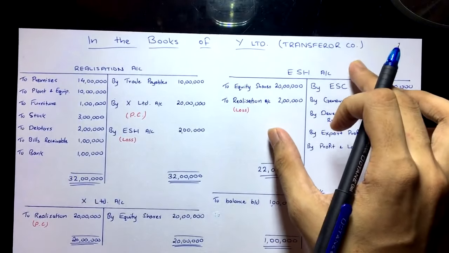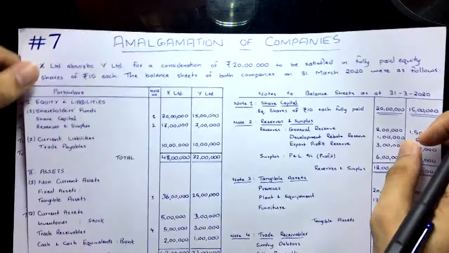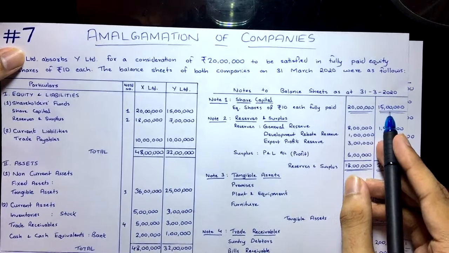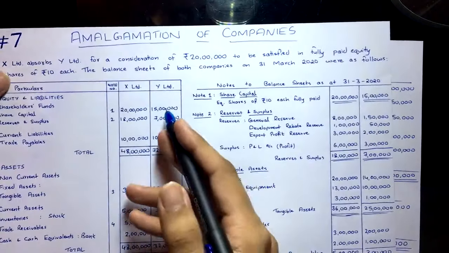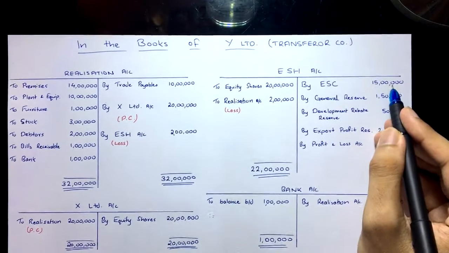In the equity shareholder account also, the same thing. Dump the items from the balance sheet. In the balance sheet, you have got share capital, how much? 15 lakh. Yeah, 15 lakh of Y Limited. Yes, 15 lakh. Pick it up. This is on the left side. Throw it on the right side. By equity share capital, 15 lakh.